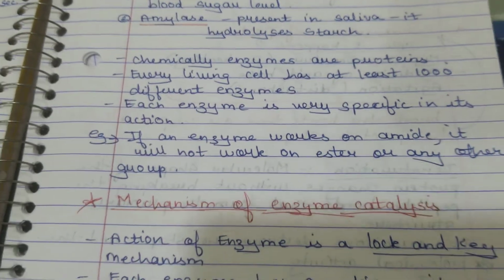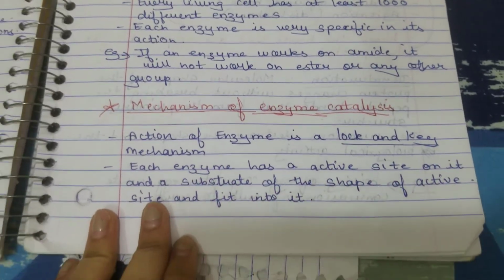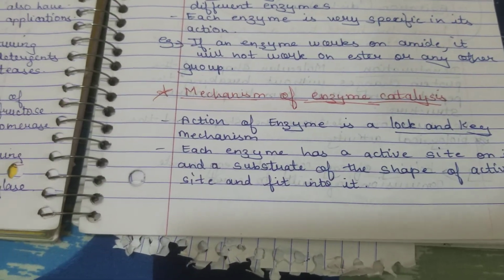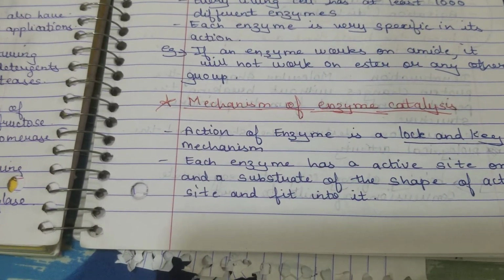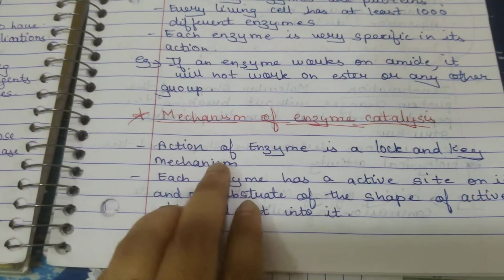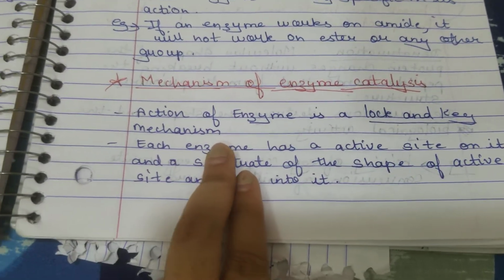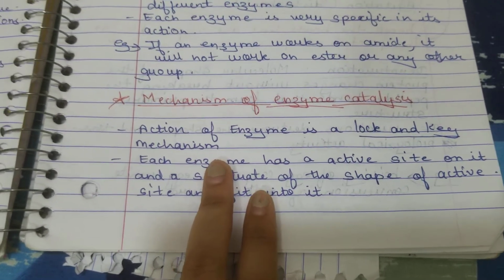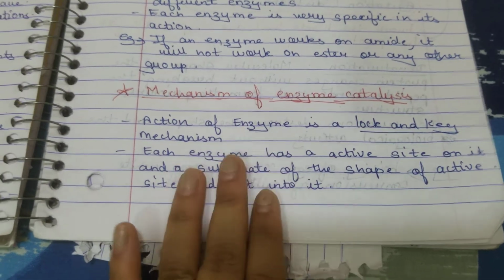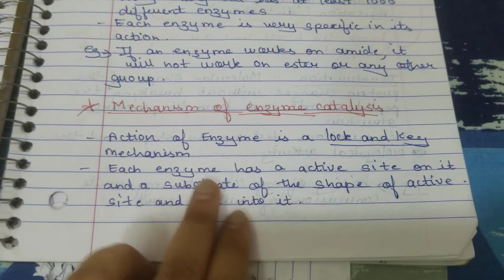Now next we move on to the mechanism of enzyme catalysis. How the product is actually formed, how the enzyme is going to work. Now the action of an enzyme is a lock and key mechanism. I think you have done this in your 10th standard, so it might be a revision for you all. So the action of an enzyme is a lock and key mechanism.